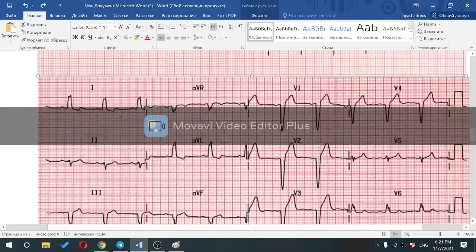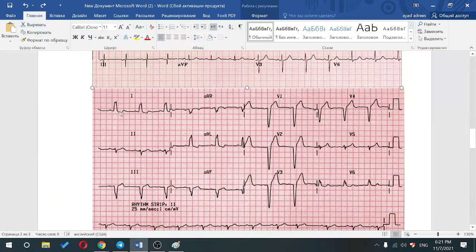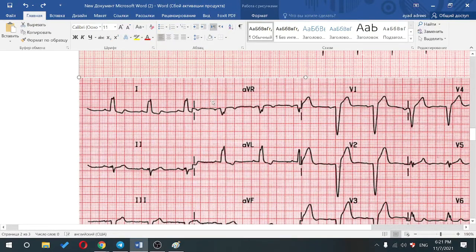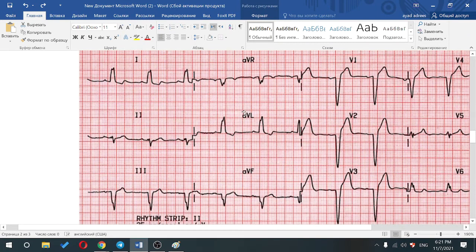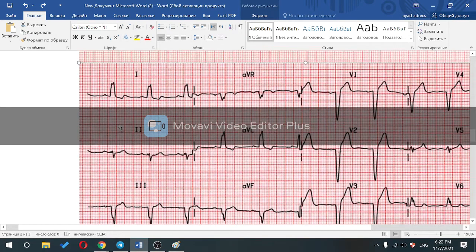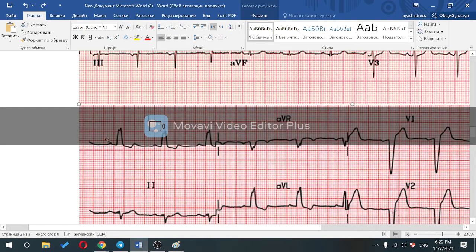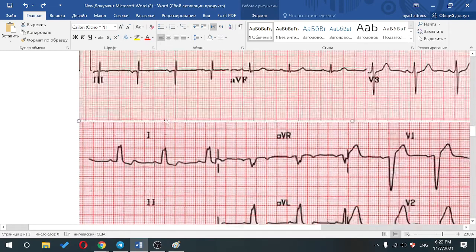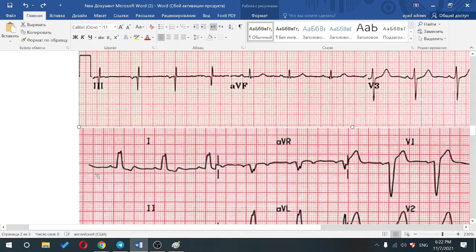Okay, next thing, let's take a look at this one. Well, like always, let's do the algorithm. We start with what? The first thing we start at is checking lead aVR. Everything is facing down, good. Let's search for the P wave. P wave, P wave. Here it is, P wave. You can see it. Sometimes if you find it difficult to see it in lead number two, go to a nearby lead, go to lead number one. So you can see it here, P wave.